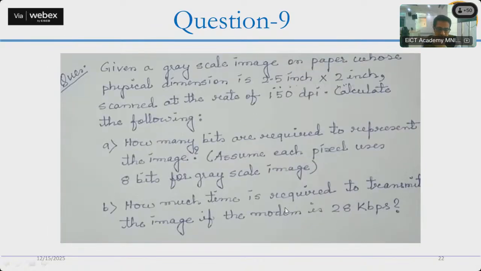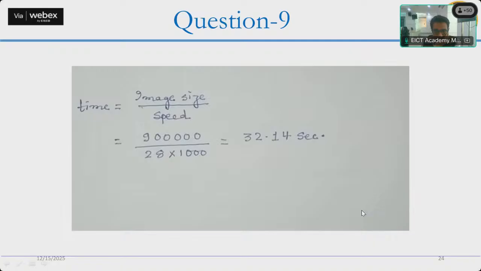What time is required? The speed is 20 kbps, and we need to see how many bits are required. So the total number of bits divided by this kilobits rate gives 28,000. So that will be transferred in 32 seconds.